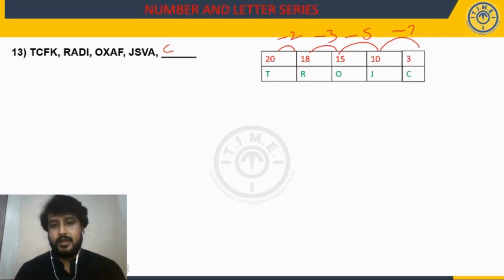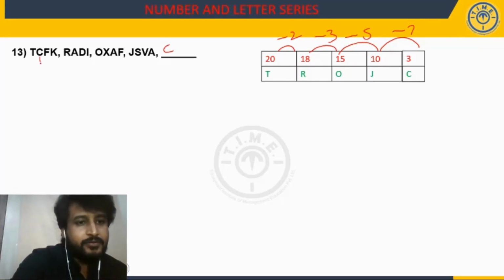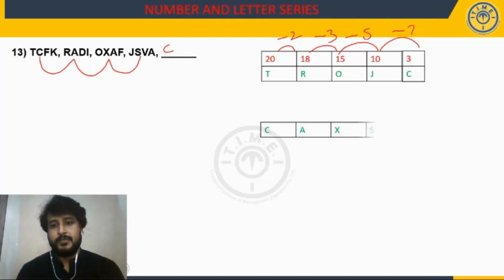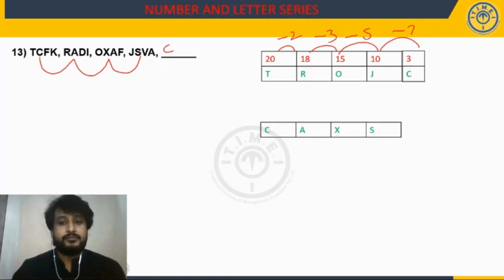Okay. Now let's go with the second set of letters in each group. C, A, X, S. Place value of C is 3, A is 1. C we can write as 3 as well as 29. A we can write as 1 as well as 27. X is 24, S is 19. Why am I talking like that? If you observe the pattern, the letters are in decreasing order. So that's why I am taking that pattern.